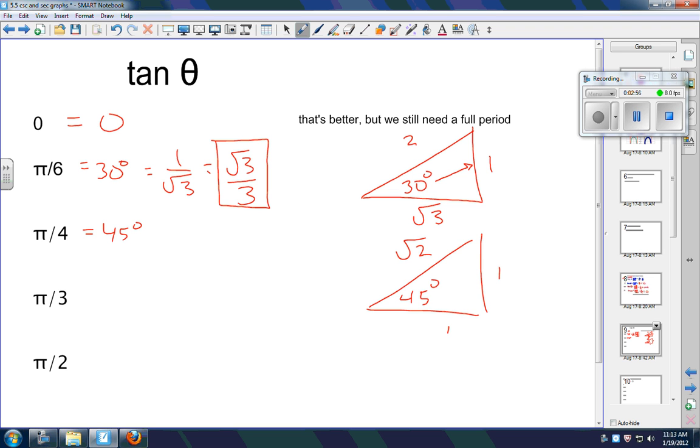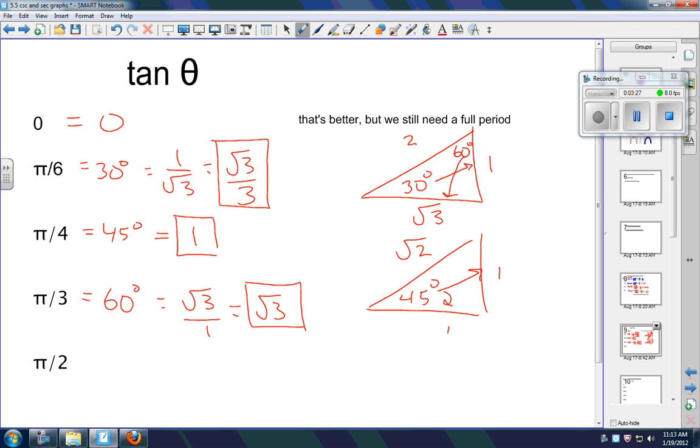So again, that's a 45. So we come down here. Tangent of 45, sines and cosines are the same thing. So now we're getting some better points. We can work with a 1. Tangent of pi over 3, so that's 60 degrees. So let's come up here. No need to draw a new triangle. We'll just switch what's opposite and adjacent. So this is going to be square root of 3 over 1. So we're getting some better points with this.